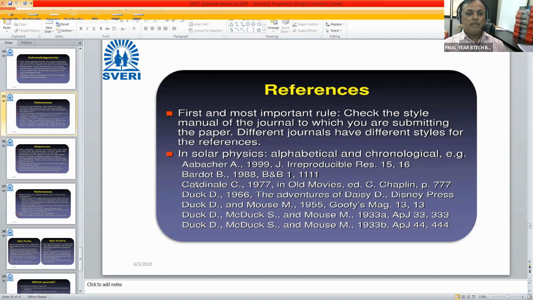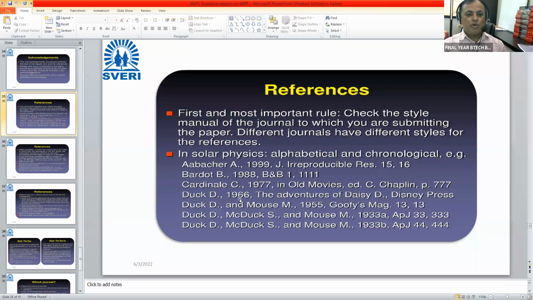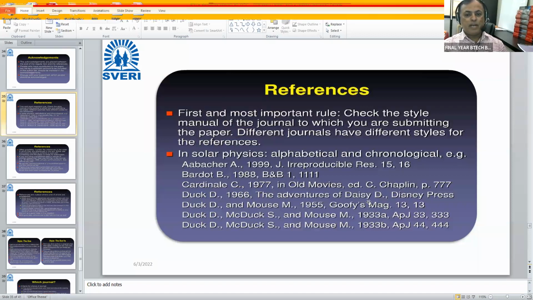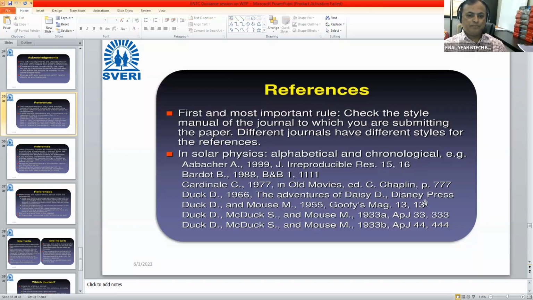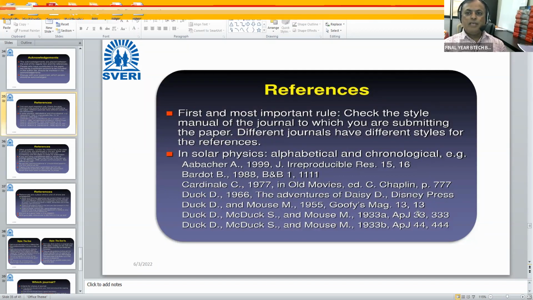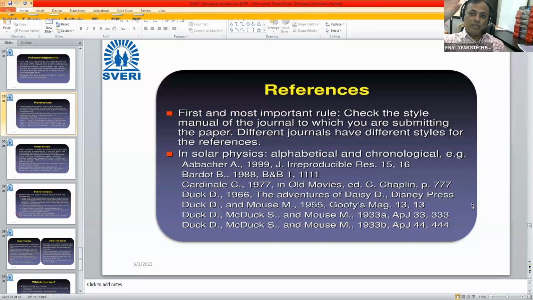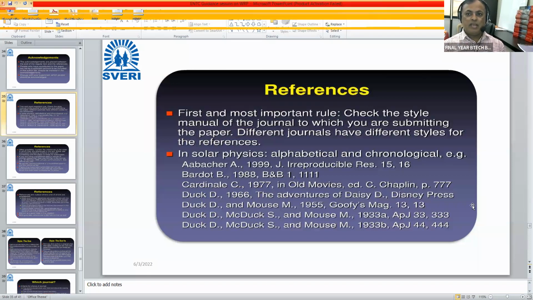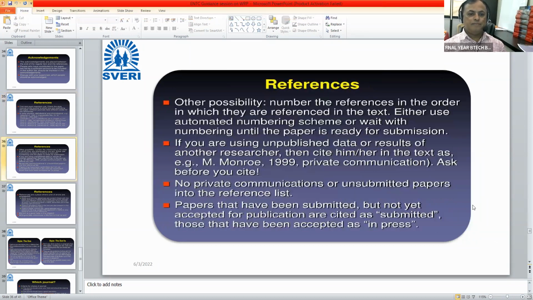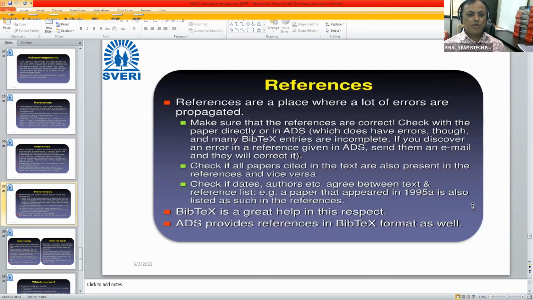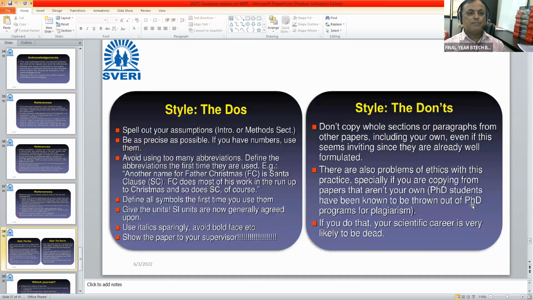So how it is done: you first write down the name of the author, then the title of the paper, then the publication, and then the page number. This is how it could be. The reference style may differ between journals or books. They may differ, and they will tell you to write in a specific style. So on the net you can search for the APA style of references, and you'll come to know how the references have to be written. This is all about references.